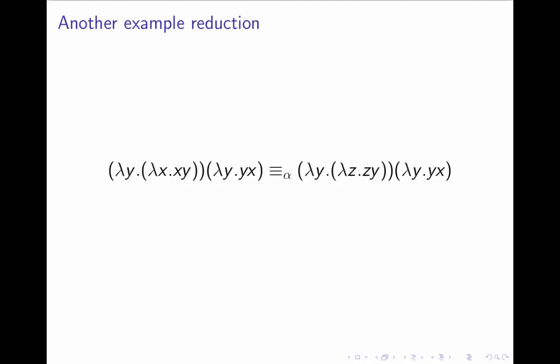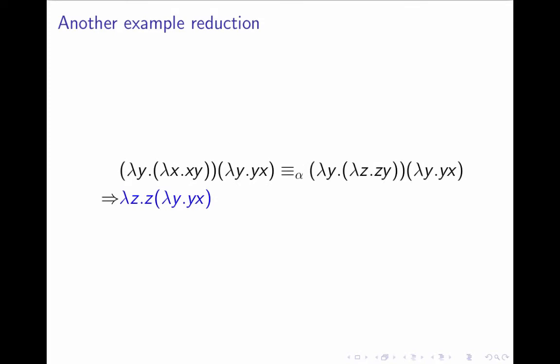This x here, now we call that z instead. This then becomes that if we replace x by z. We replace that x by z. And then everything goes fine. We can perform the beta reduction and we get lambda z, lambda y, y x. And there's nothing more we can do now. So that's very simple.